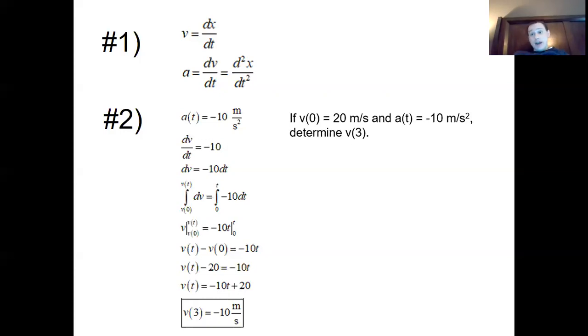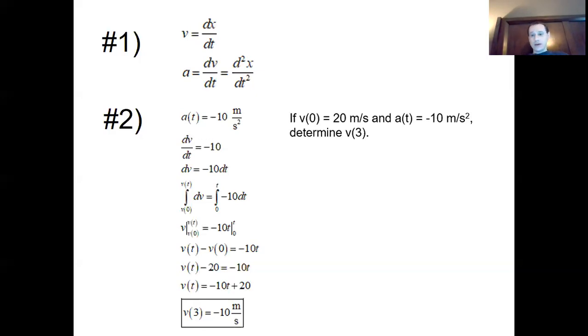So you have v of t minus v of 0 equals negative 10t. What is v of 0? The starting velocity at time 0 is 20, they said. So you can plug that in for v of 0, and you get v of t minus 20 is negative 10t. Adding the 20 over, you get a master equation for your velocity at any time. Your velocity at any time t is negative 10t plus 20.